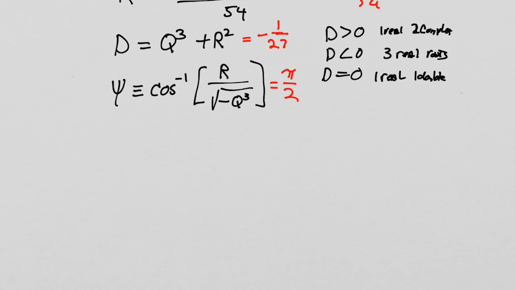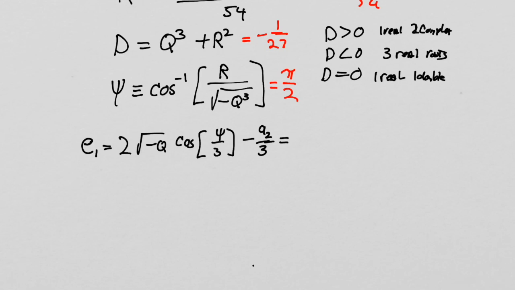Then from this, we have formulas for the roots. The formula for the first root is 2 times the square root of the opposite of this intermediate value Q, which we know will be a positive number because we're dealing with the 3 real root condition where D is less than 0, and the only way D can be less than 0 is if Q is less than 0.